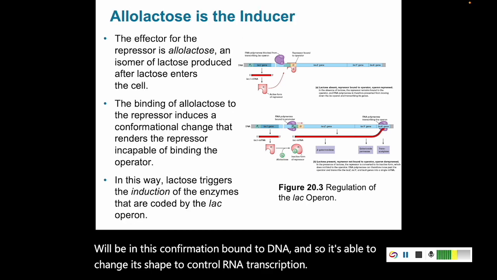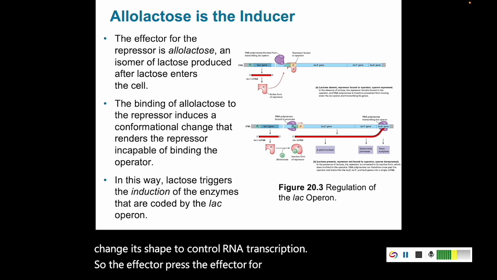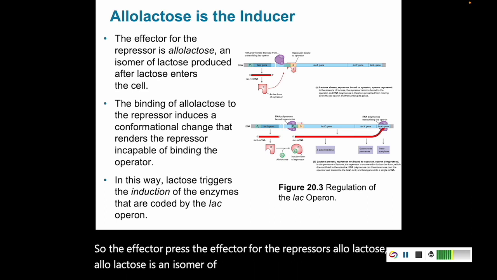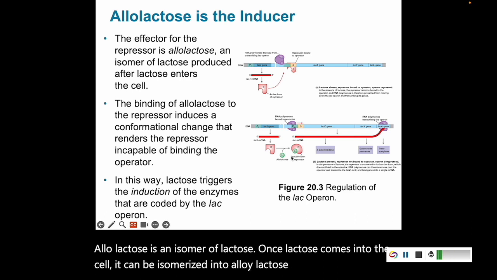So the effector for the repressor is allolactose. Allolactose is an isomer of lactose. Once lactose comes into the cell, it can be isomerized into allolactose and turn on the genes.